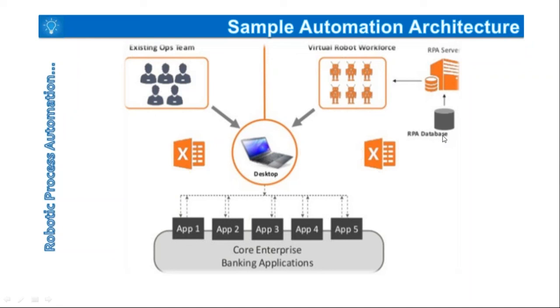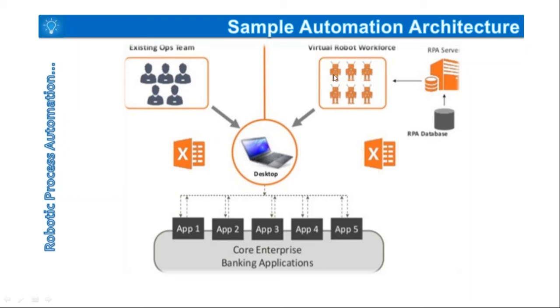That means if I'm dealing with UiPath Studio, I can store the data into different types of databases, such as SQL Server or Oracle, whatever it may be, because UiPath has no strategy to store data, it only interacts with applications. This is how the architecture flow would look before implementing the automation. After that, instead of humans, I'm going to replace them with my virtual robots.